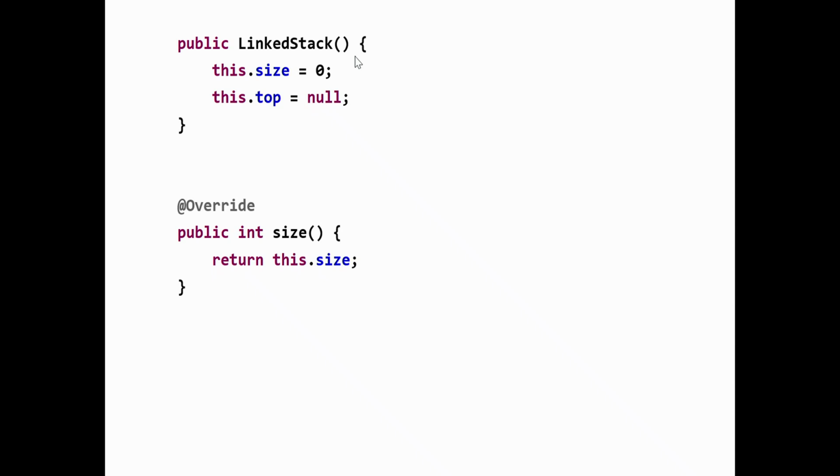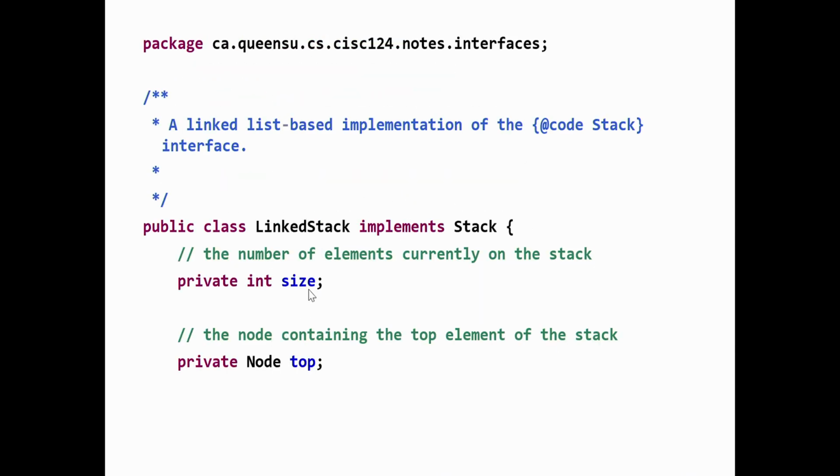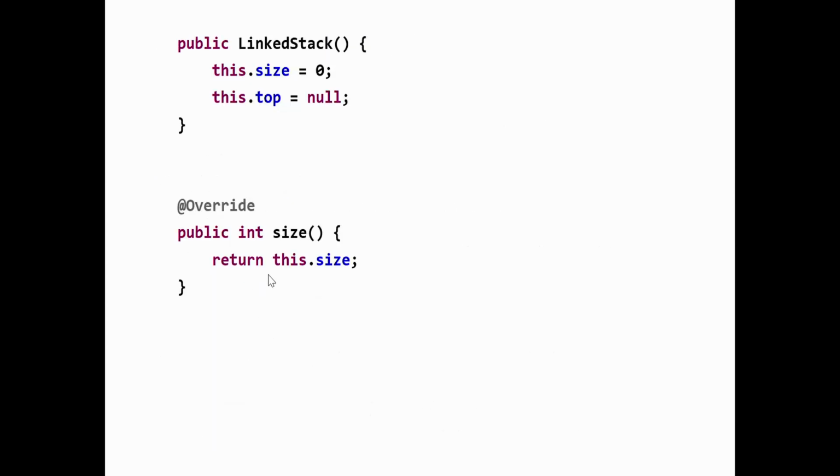Okay, so what does the no-argument constructor have to do? It makes an empty stack. How big is an empty stack? It has nothing in it, so its size is 0. If there's nothing in the stack, what is the top node of the stack? There is no top node, so we set it to null. How do I get the size of a stack? Remember, I have to implement size because it's in the stack interface. Implementing size is easy. Our linked stack has a size field in it, so we can just return this.size.